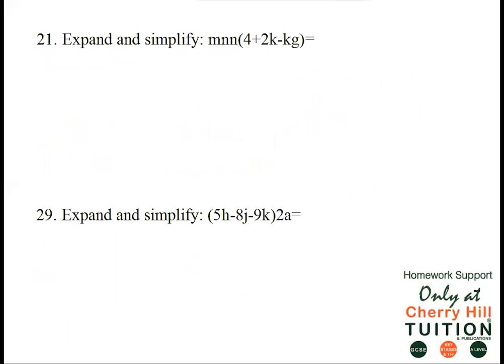Okay, in this set of questions, we need to expand and simplify, okay? So let's look at question 21. We have mnn multiplied by, open bracket, 4 plus 2k minus kg, close bracket. In order to do this, we need to multiply by the first term, second term, and the last term. So mnn multiplied by 4 gives us 4mn.